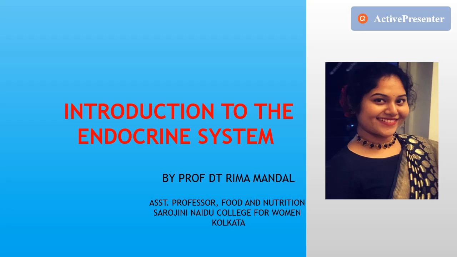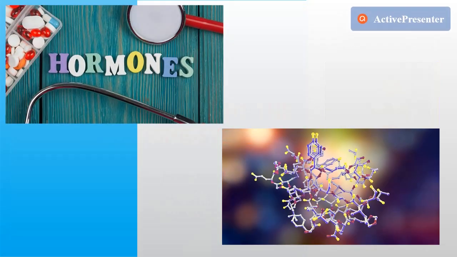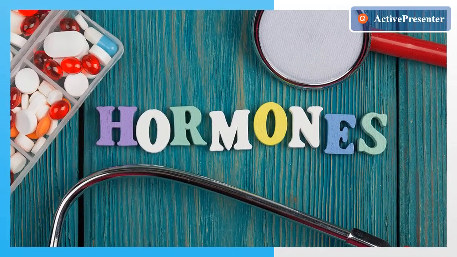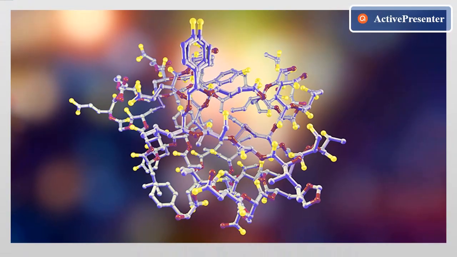So today we will study about the human endocrine system. So firstly, we have to know about the hormones. So what is a hormone? A hormone is a mediator molecule that is released in one part of the body but regulates the activity of the cells in the other parts of the body.